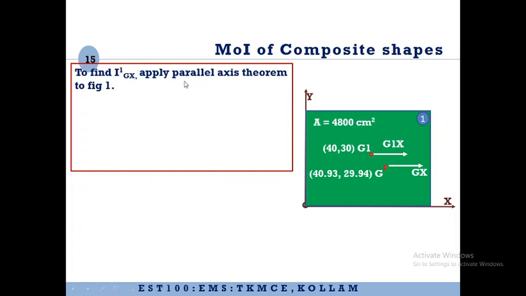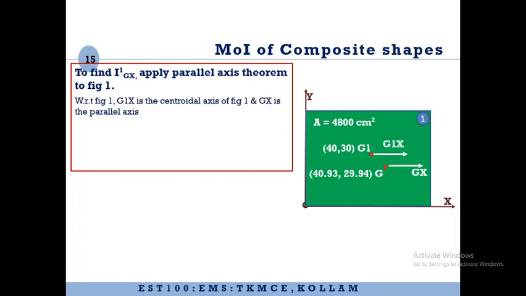Now what we need to find out is IGX of 1. To find IGX of 1, we are going to apply the parallel axis theorem to figure 1. To apply the parallel axis theorem, first we have to identify which one is the parallel axis and which one is the centroidal axis. When we are applying to figure 1, the centroidal axis will be G1x, because G1 is the centroid of figure 1. So G1x is the centroidal axis and Gx becomes the parallel axis.